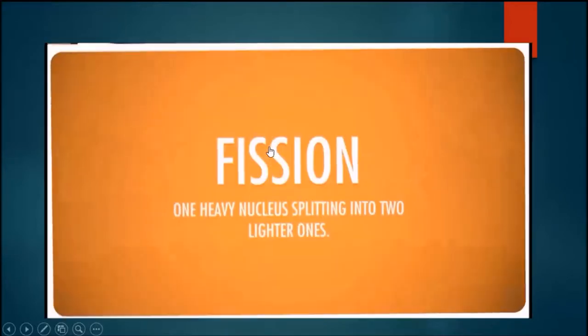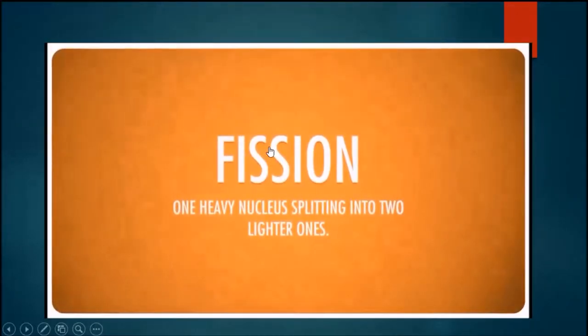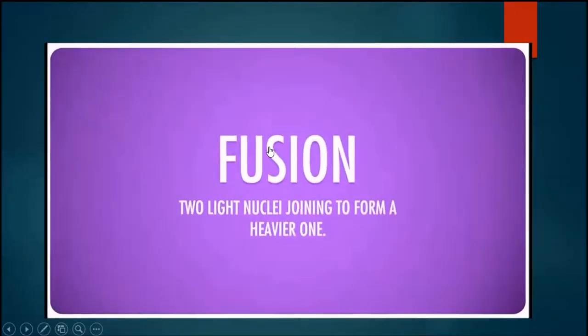Hank is going to briefly describe fission energy for us. Now, to dislodge one of those nucleons and unleash that energy, there are two general types of nuclear reactions, fission and fusion. Fission occurs when a large nucleus splits into two lighter ones. Fusion is the opposite, when two light nuclei join together to form a heavier one.